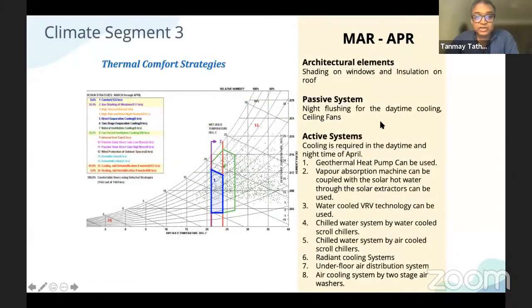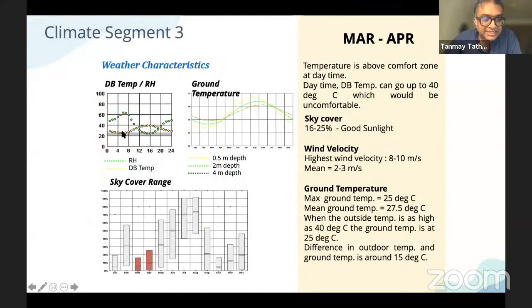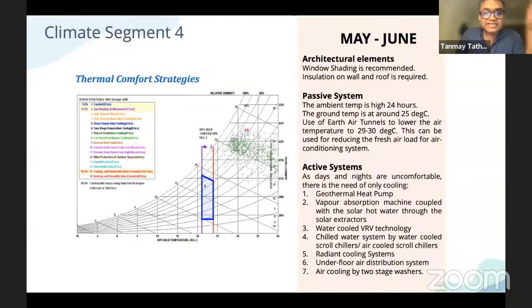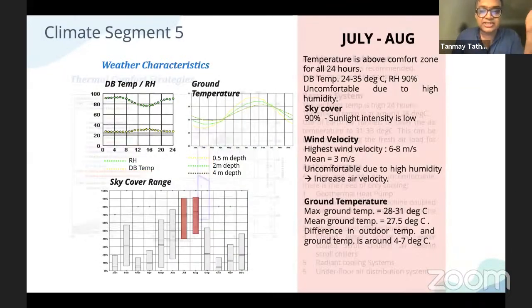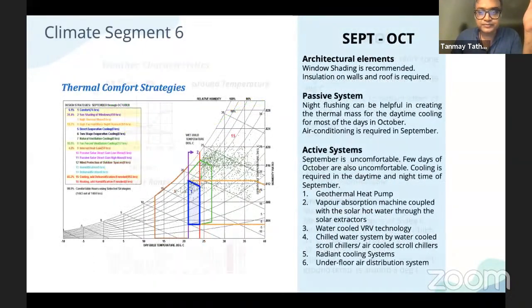What can we do? You can do nighttime cooling. We can see that the nighttime temperatures here are still in the comfort range, around 20 something, 23, 24. So I can do night cooling. I can cool my building at night and trap that coolness inside. I do need great shading architecturally in this time. And of course, you do need some good cooling system for the rest of the time when the temperature is 40 degrees. This kind of analysis is very useful in setting your strategy, right? So you get a sense of all the things one can do.